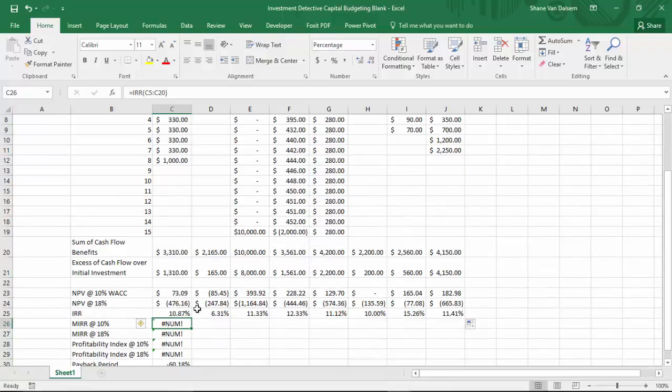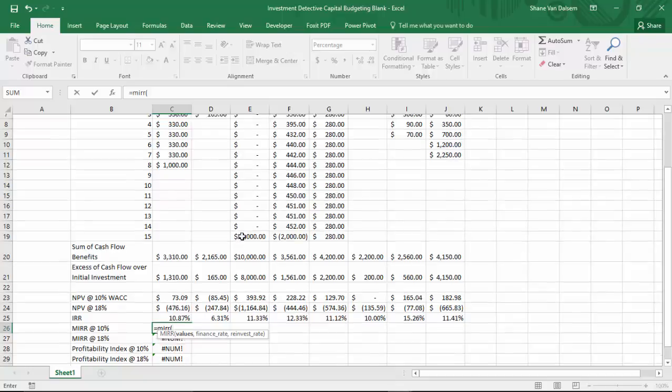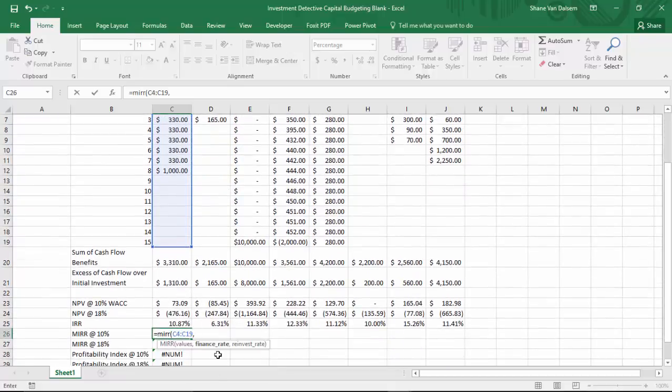We'll double check that with the MIRR, because MIRR will not have the problem of multiple IRRs since we set the reinvestment rate there. So for MIRR, we put in equals MIRR, open parentheses, the values. Just like we did with IRR, we highlight them. We put a comma, and then there are 2 more arguments after that. If I look down here, we have the finance rate. So that's our weighted average cost of capital. That is the cost of equity and the cost of debt for the investments that we make as a firm. So it's 10%, 0.10.